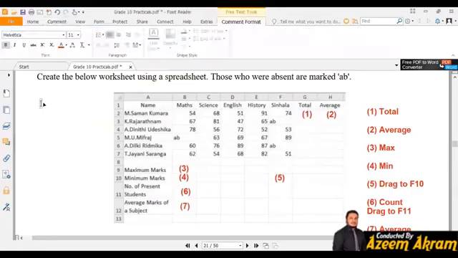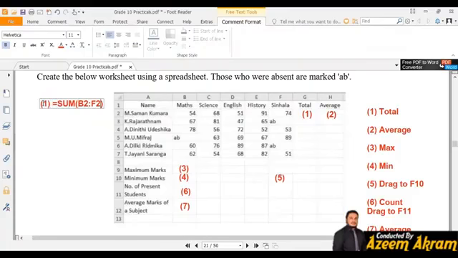Equal sum, bracket, B2 colon F2. B2 colon F2. Okay, very good. So that is number 1.